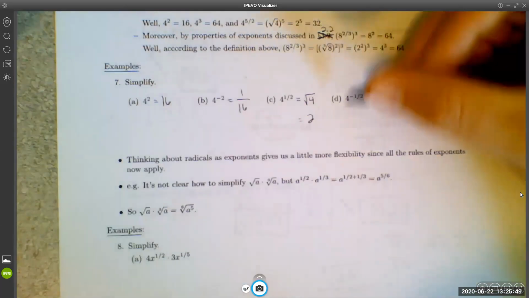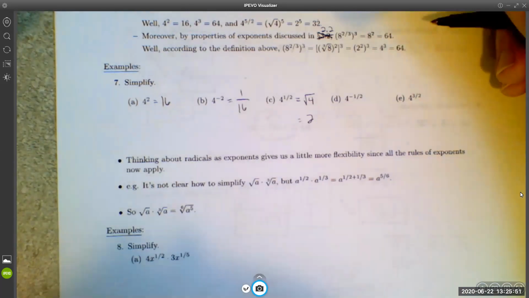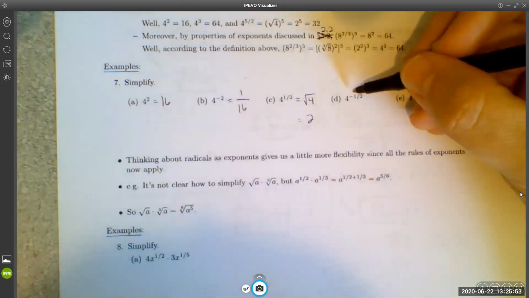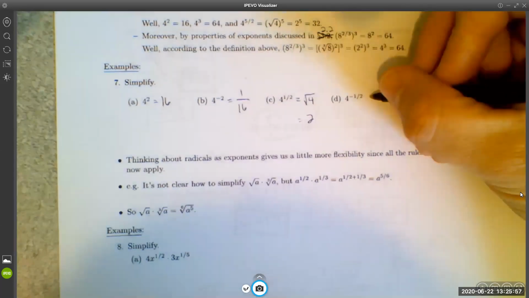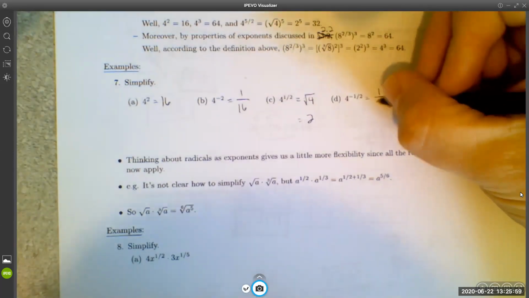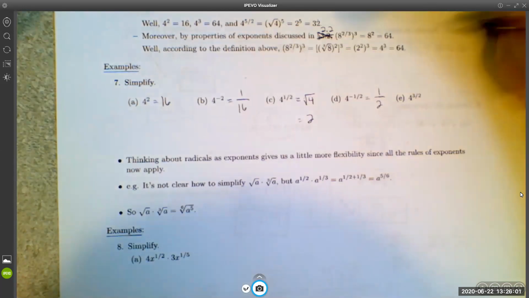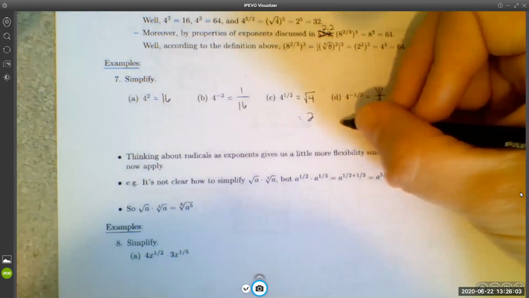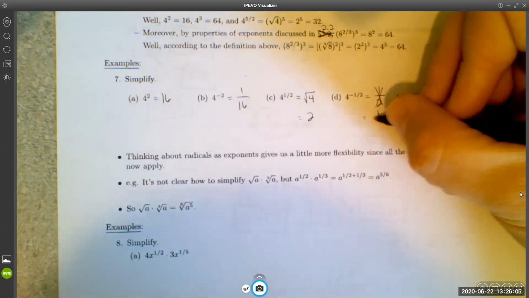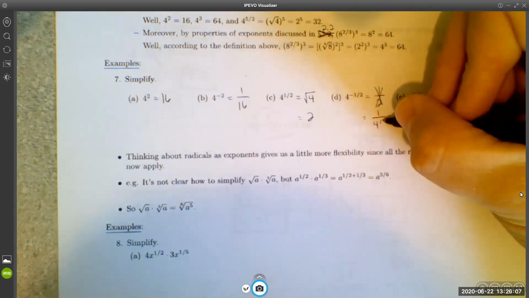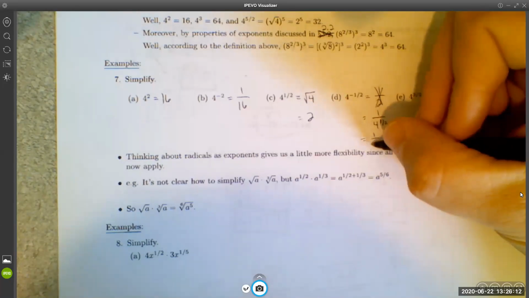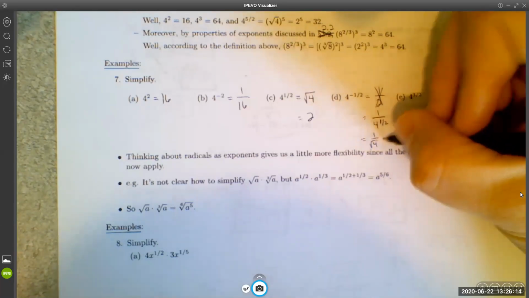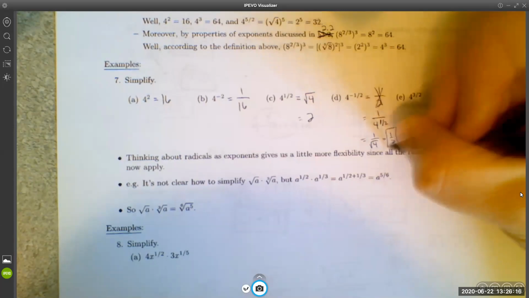So what should 4 to the negative 1/2 be? Well, if negative exponents flip numbers over, and if 4 to the positive 1/2 is 2, then 4 to the negative 1/2 should be 1/2, right? Or if you need to see the middle steps, it's equal to 1/4 to the positive 1/2. That's 1 over the square root of 4, which is 1/2.